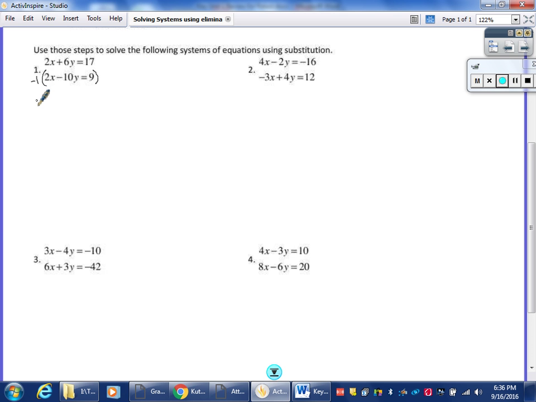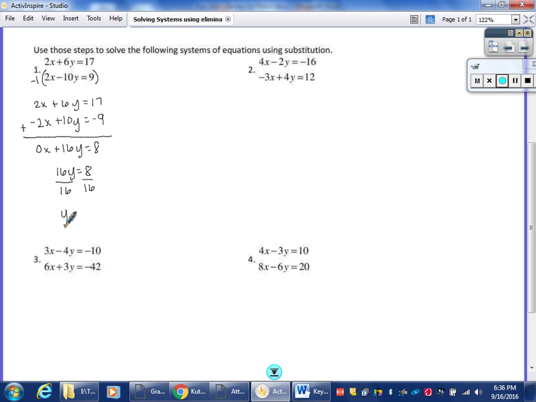And I'm going to rewrite my system after that multiplication. So my system is 2x plus 6y is equal to 17, and then I multiply this as negative 2x plus 10y is equal to -9. And then I'm going to add these together. And when I do that, what I get is 0x plus 16y is equal to 8. That's just 16y is equal to 8, and I solve for this by dividing both sides by 16.